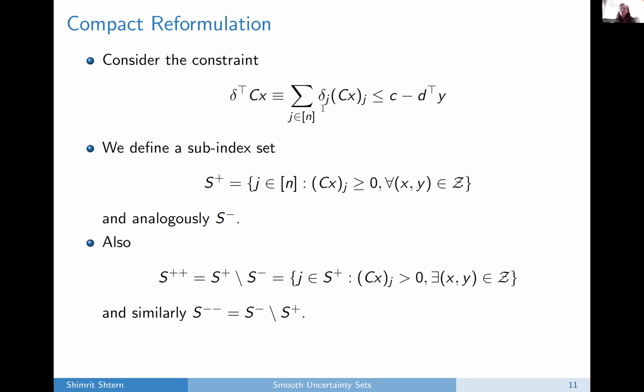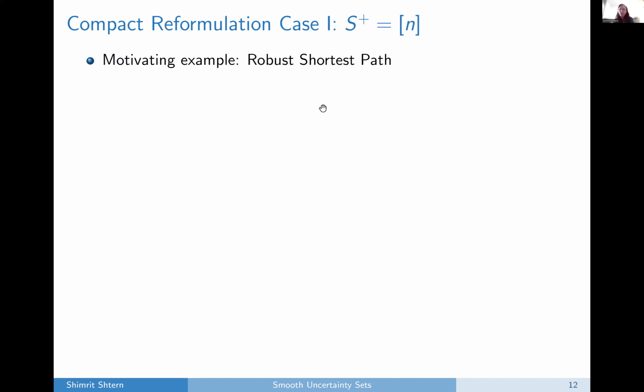I also define S plus plus as S plus minus S minus. What does that mean? That means that all the indexes in S plus, all the indexes that have always non-negative coefficients, but for some X and Y, they might have a positive coefficient. That's S plus plus, and S minus minus is similarly the opposite, S minus minus S plus. So now we can classify constraints based on these sets, and we will talk about how to reformulate the problem for specific types of constraints. So the first one that we are going to talk about is the one where S plus actually has all the indexes in it, okay, 1 to n.